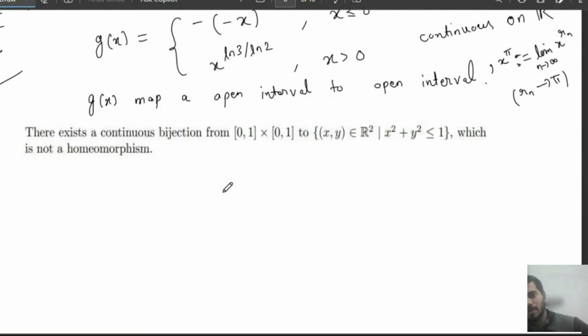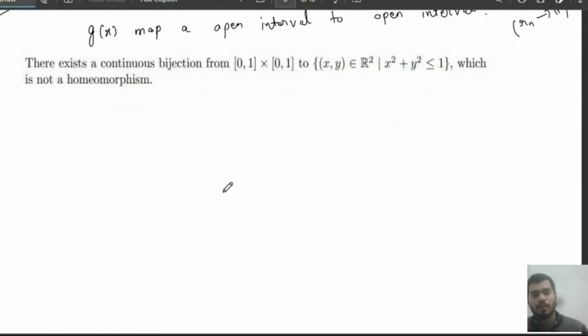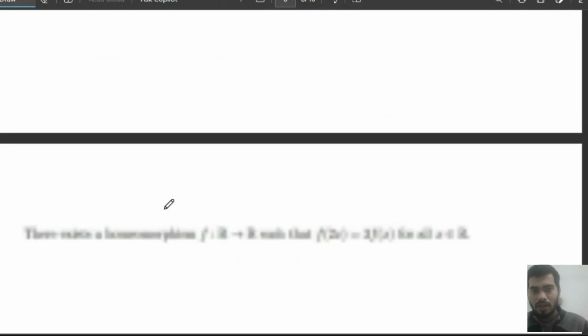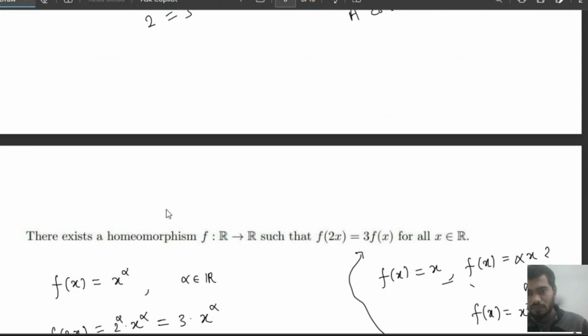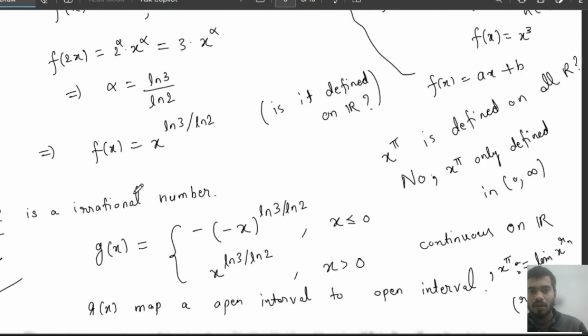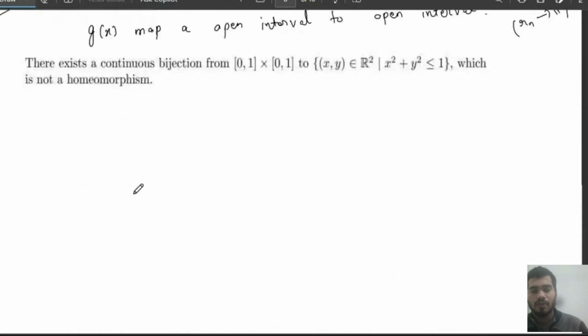Done. All right, this is the last problem, an MCQ problem. There exists a continuous bijection from this set to this, which is not a homeomorphism. Can somebody answer quickly? Is it true or false? The last one was true. Tell me first, is it true or not?